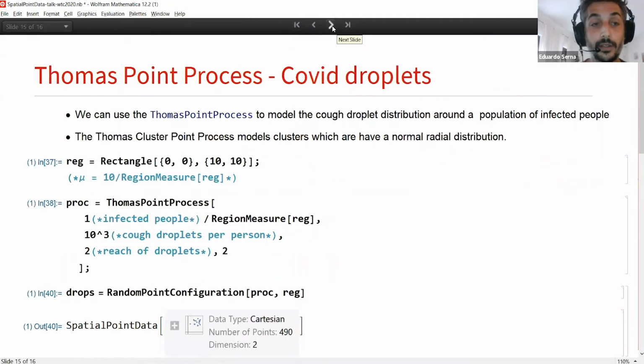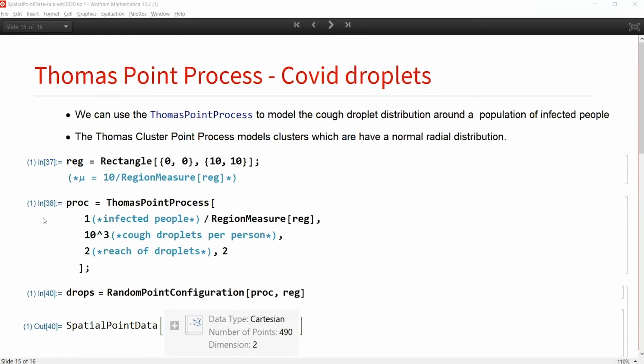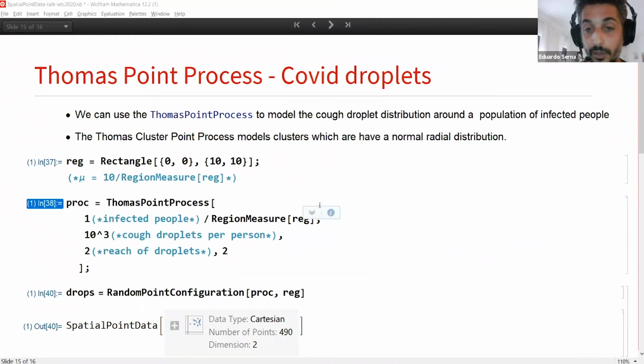Okay, so let's look at an example of the Thomas right before I finish. Wait, let me look at the chat. Okay. Yes, Eduardo, you have some chat in Zoom. Yes, I will upload the notebook. I've been making changes to it up to the last second, so that's why I haven't done it yet. But I will after the talk.